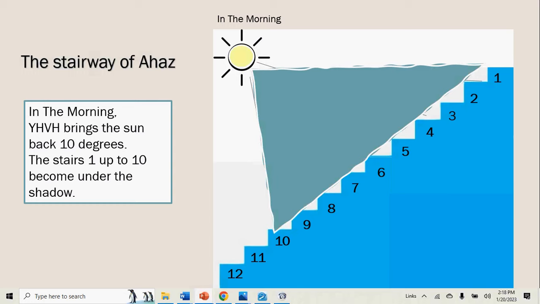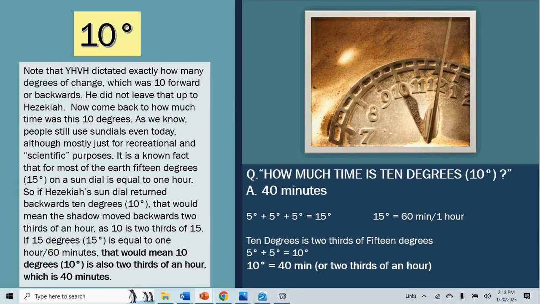This is just a simple illustration to kind of get it in my mind. I like pictures, and that's how I make sense of things. So the shadow went back 10 degrees. Note that Yah dictated exactly how many degrees of change, which was 10 forward or backwards. He did not leave that up to Hezekiah. Now, come back to how much time this was, 10 degrees.